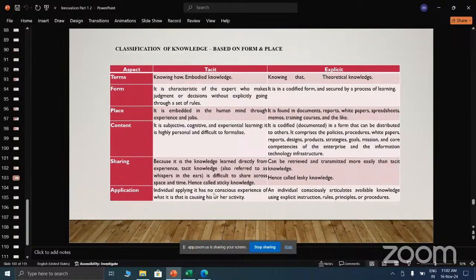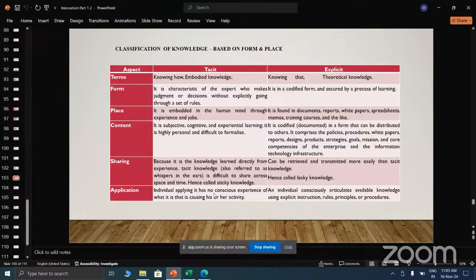Now let's look at the classification of knowledge based on form and place. The aspects include terms, form, place, content, sharing, and application. Under tacit, we have knowing how, where the knowledge is embodied, and under explicit, knowing that, where theoretical knowledge is there. In terms of form, tacit is the characteristic of the expert who gives judgment or decisions without explicitly going through a set of rules. Explicit is in a codified form and acquired by a process of learning.